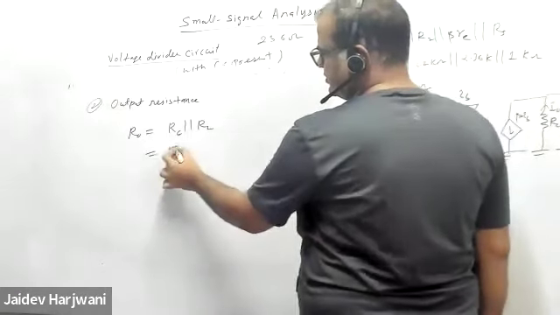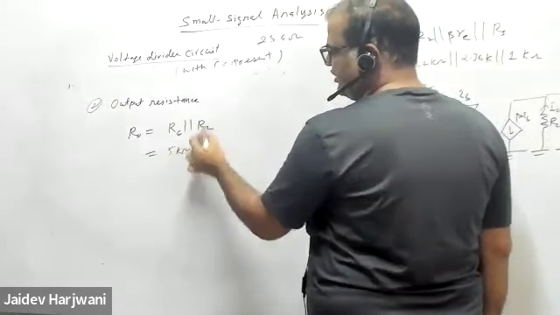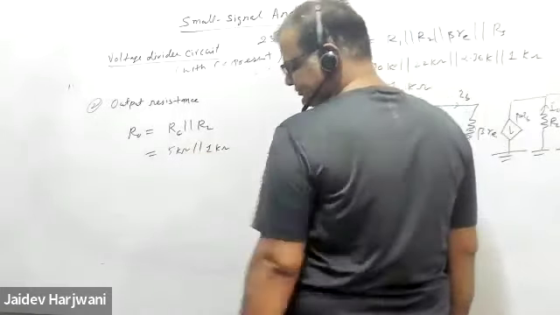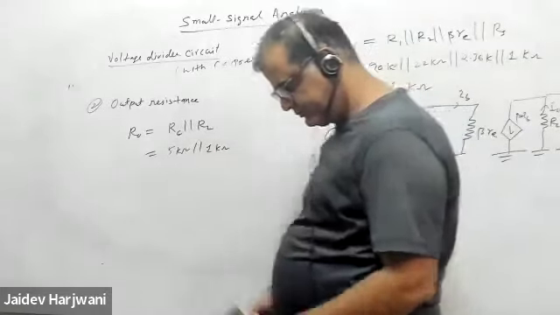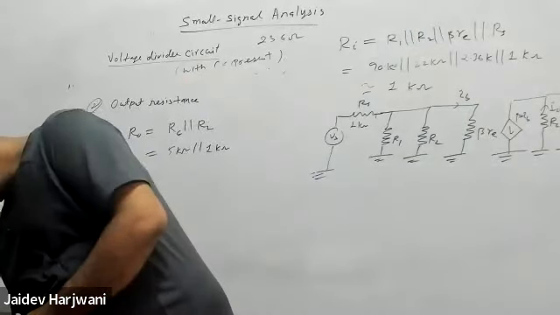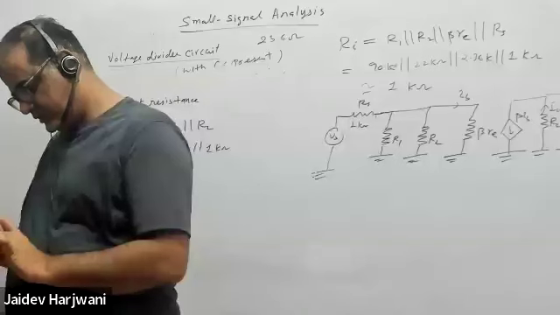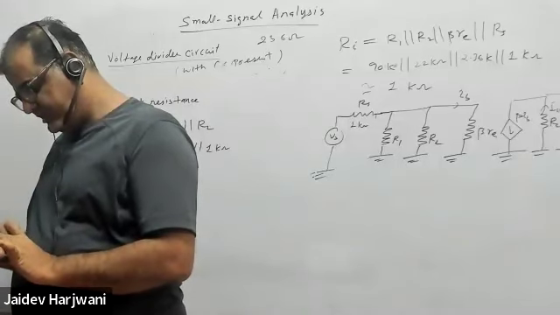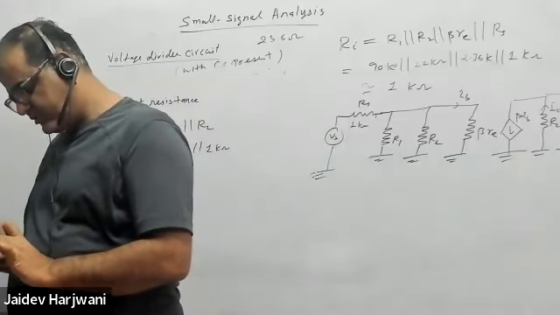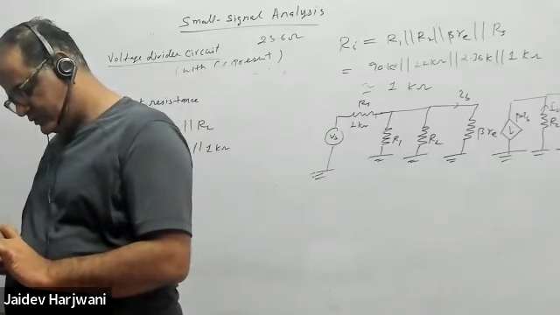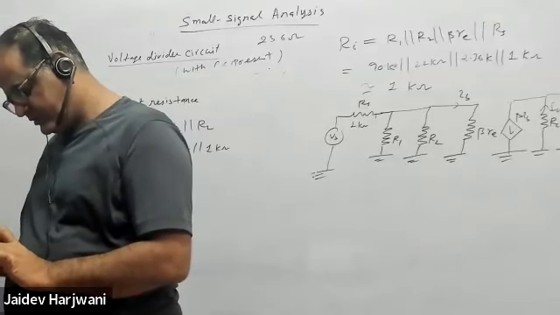What is the value of RC? 5 kilo ohm. And what is the value of RL? 1 kilo ohm. Tell me yes or no. What's the value? Yes, sir. RL 1 kilo ohm. Now you can find the R output value. What is the value of R output? It's coming 25.